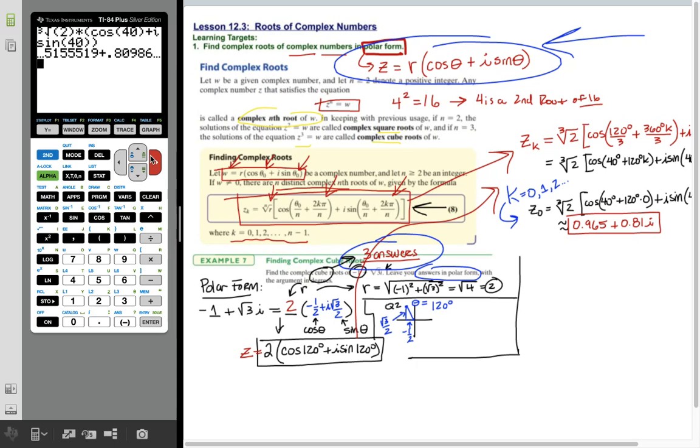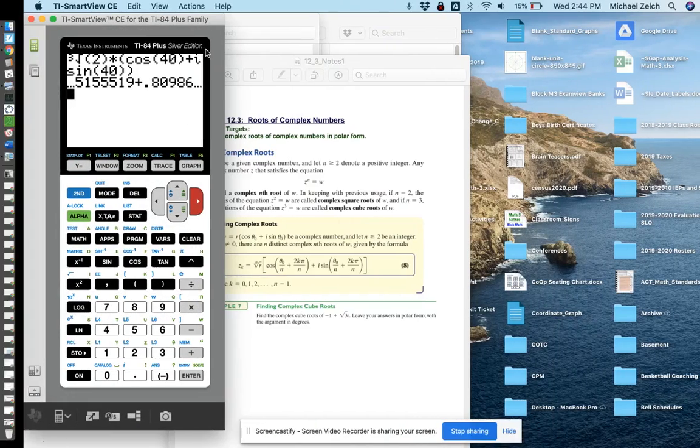But you'll notice that it did say leave your answers in polar form. So the answer in polar form is going to look like this. This is our first cube root, and it's just going to be the cube root of 2 times cosine of 40 plus i sine of 40. So it's going to just look like this. That's the best result that we're going to get as far as that goes. So that's our first cube root just like that. All right, let me get rid of the calculator now.